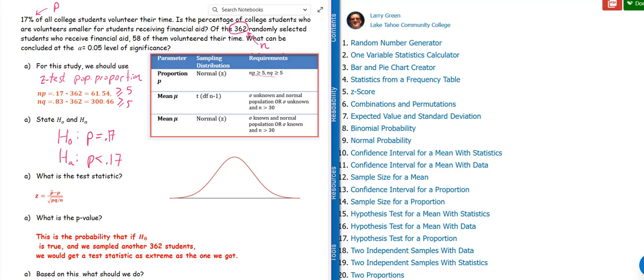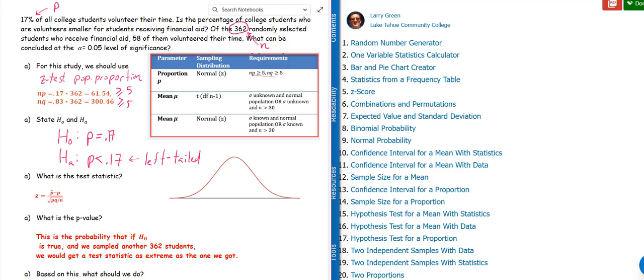Okay, so we need to know whether this is a left-tailed test, right-tailed test, or two-tailed test. The direction of the inequality in HA will tell you what kind of test you have. In this case, it's a less than, so I have a left-tailed test.